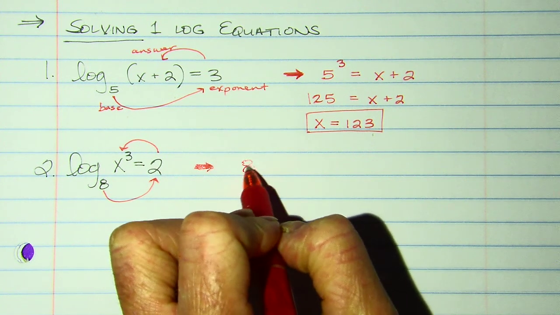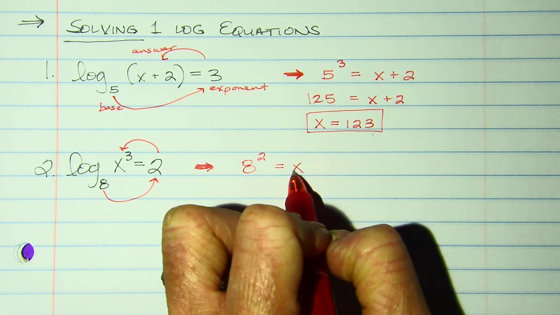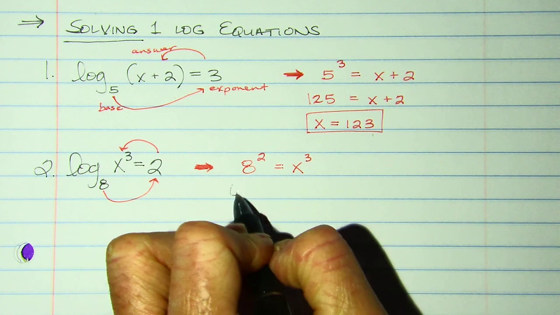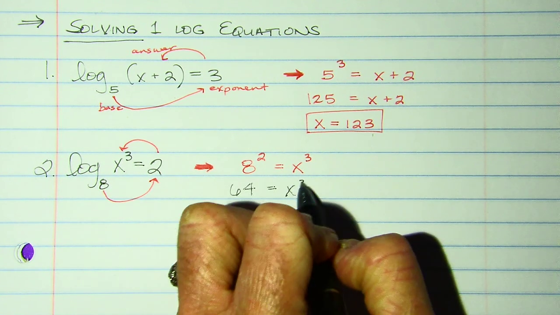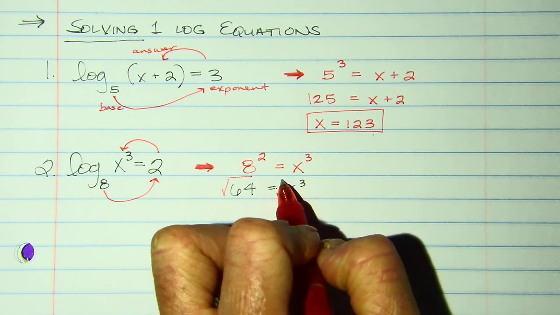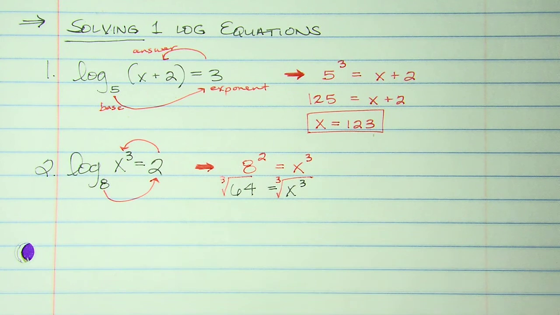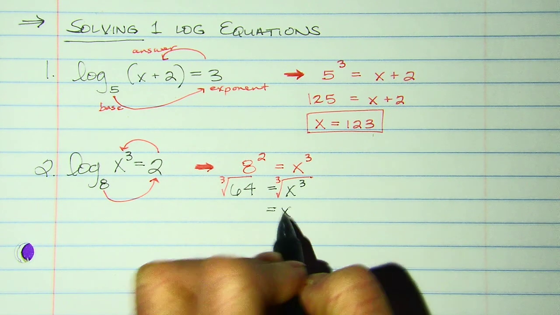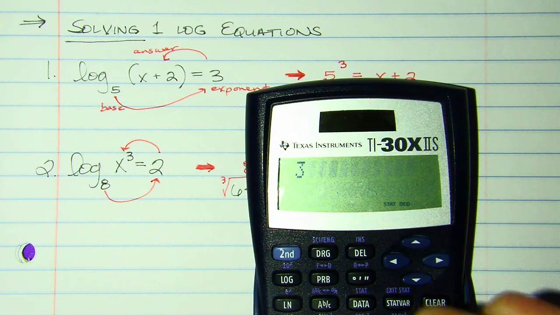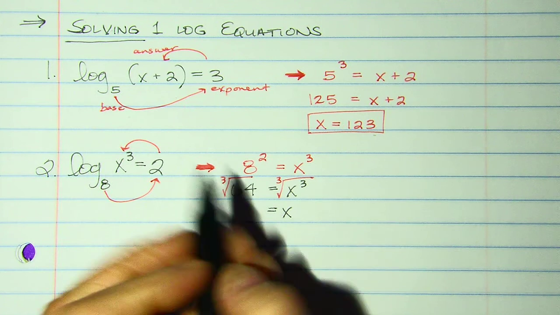So base, exponent, answer. Now I have 8 squared equals x cubed. 8 squared is 64. Now you can do this two ways. One way is to take the cube root. And so here I get x. On my calculator, I'd enter 3, and then the x root. So I'm telling it to take the cube root of 64, and so x equals 4.